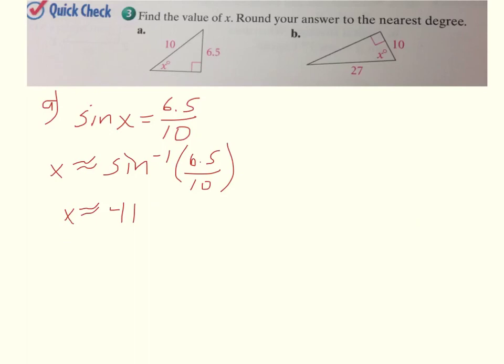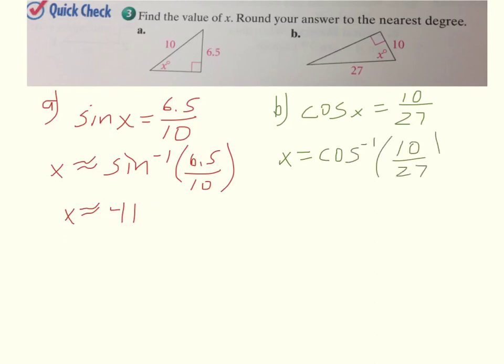Hopefully you got it. Now, let's try b. On b, hopefully you agree you will use cosine. Cosine of x equals adjacent over hypotenuse. So x is going to equal the inverse cosine of 10/27. Punch that in. Hopefully you would get x to be approximately 68 degrees. This concludes lesson 8.4.